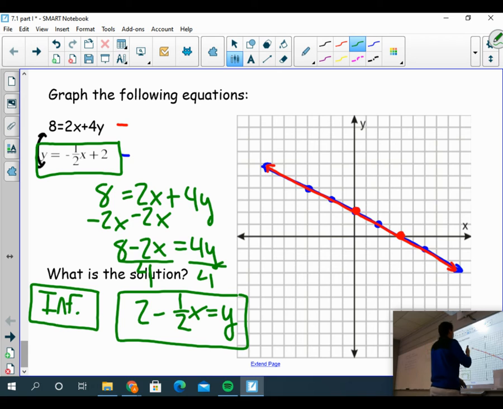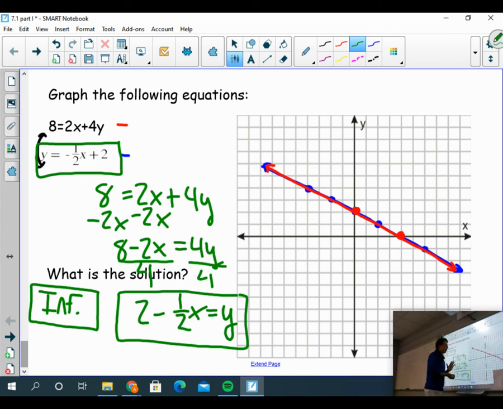They're intersecting because they are on top of each other. So there is an infinite amount of solutions. What that means is whatever coordinate pair satisfies one equation, it will automatically satisfy the other as well.